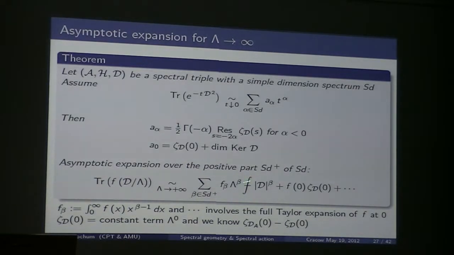Here, this is a part which depends on D, so this is just a noncommutative integral, and f is what? F beta, this coefficient, is just a moment of this function. So you see, you have split every object into three pieces here. When beta is equal to 0, then you have this coefficient plus something, and this something involves, of course, the full Taylor expansion of f at 0.